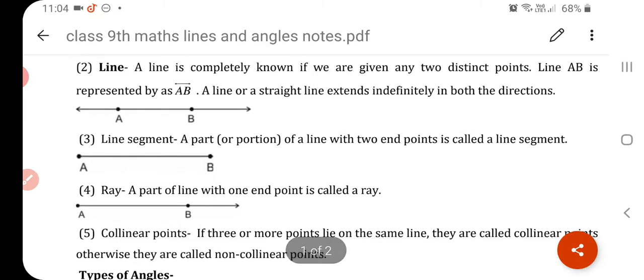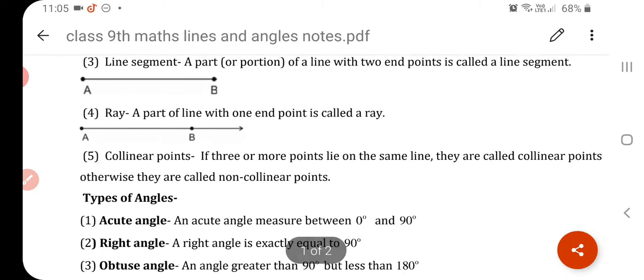Now what is a line segment? A line segment is a part or portion of a line with two end points. Understand, it has two end points. What do you mean by a ray? A part of a line with one end point is called a ray. What are collinear points? If three or more points lie on the same line, then they are called collinear points. Otherwise they are called non-collinear points.